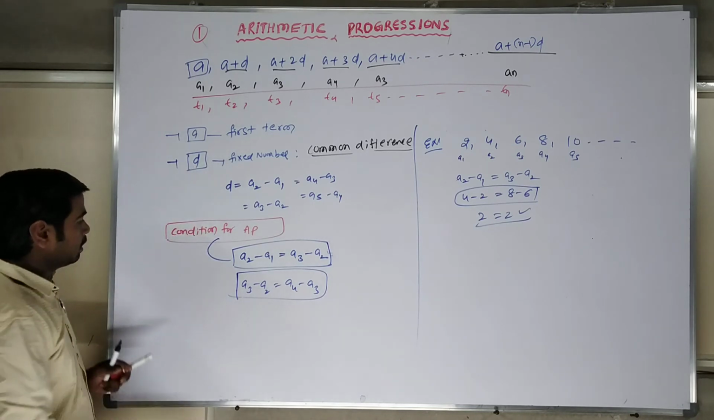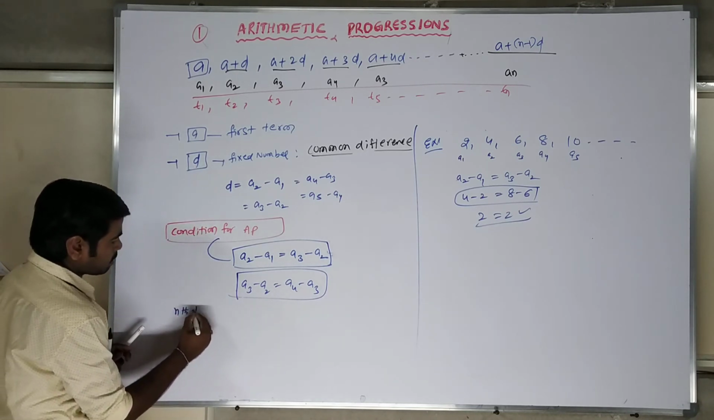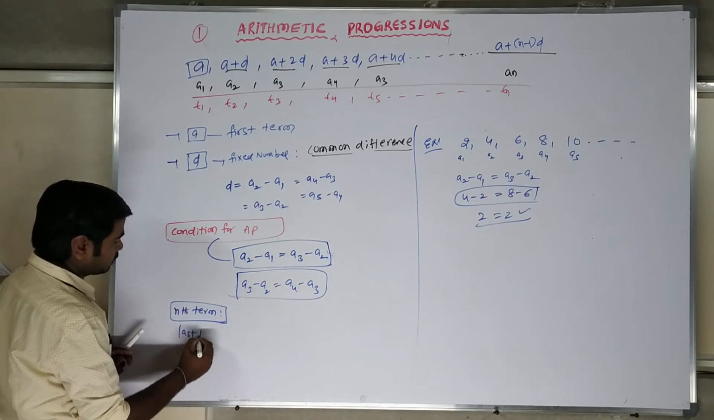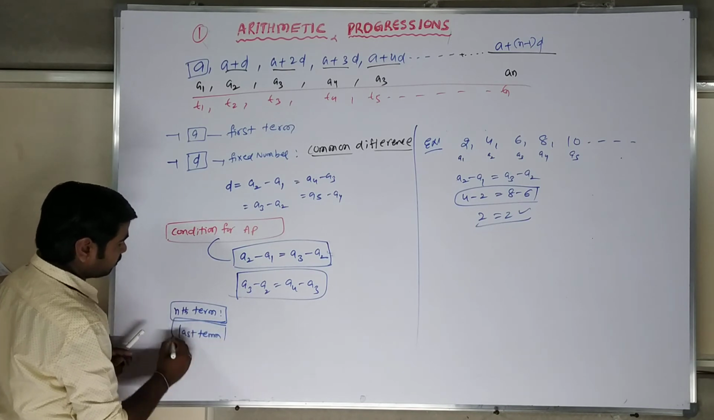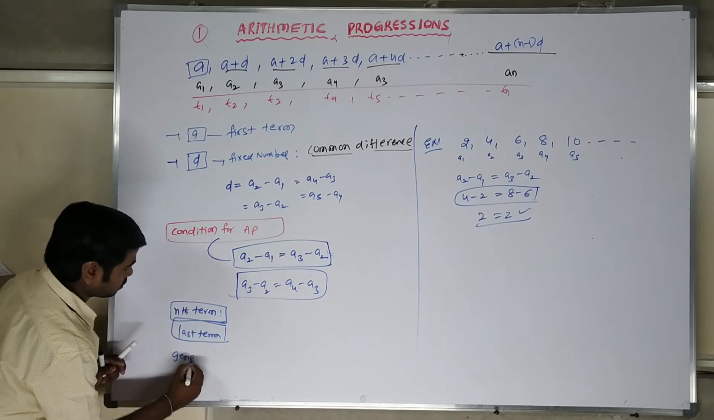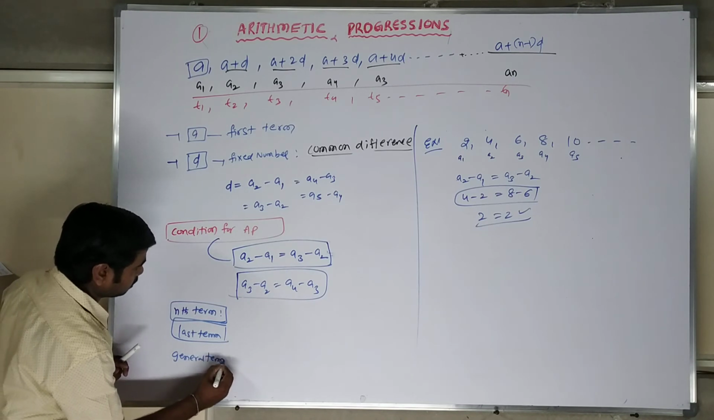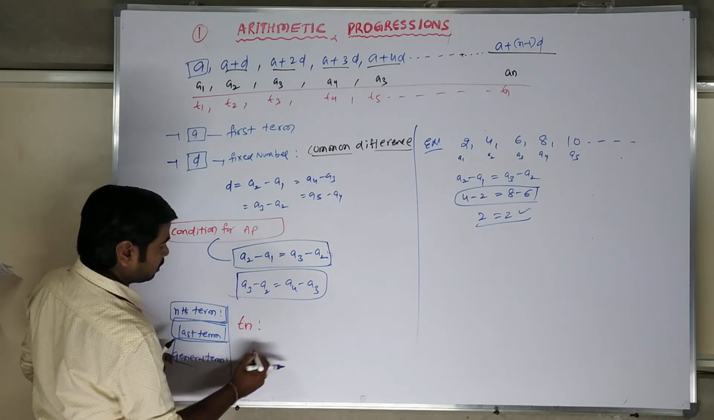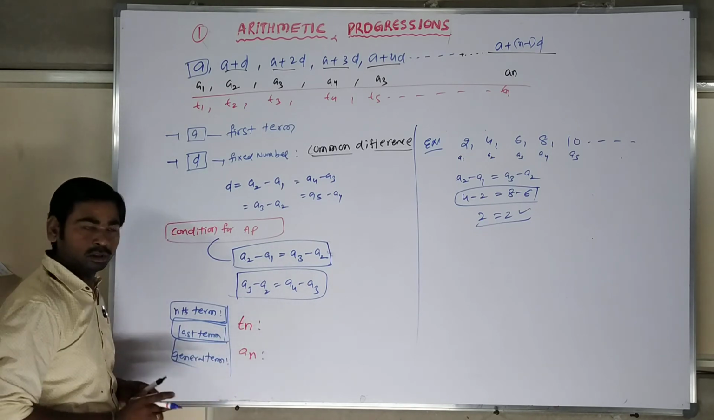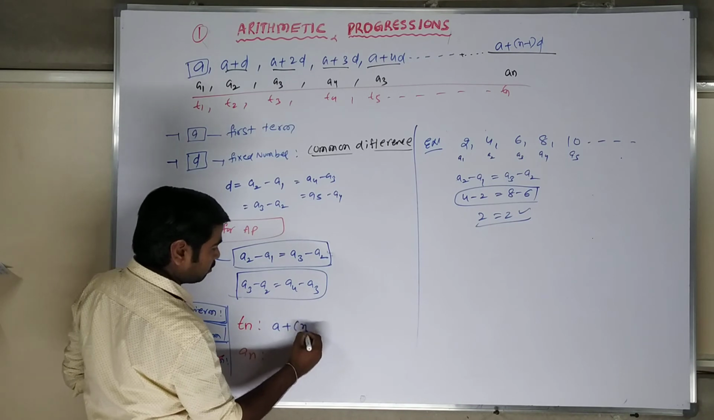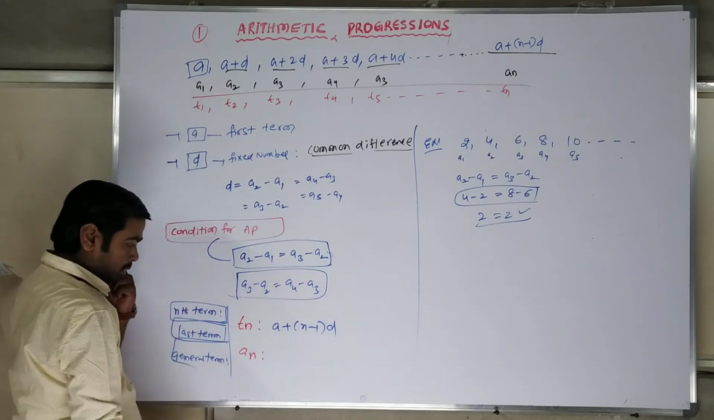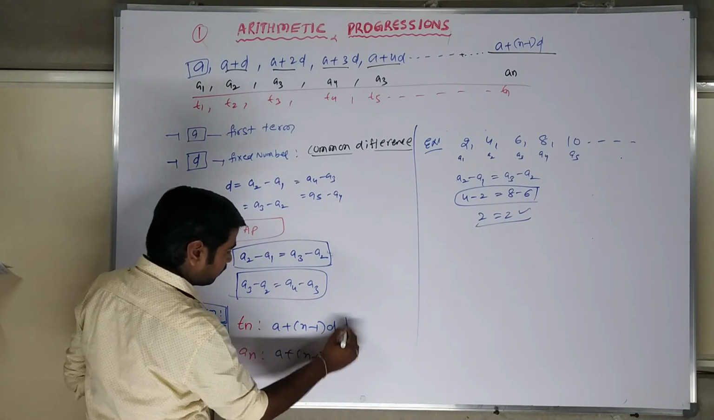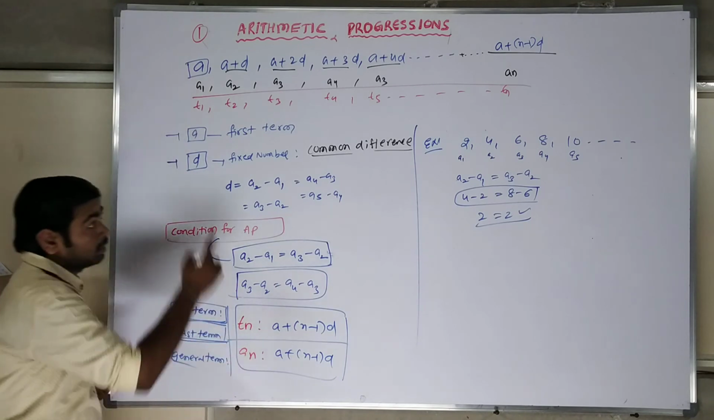After that, the nth term. The nth term is also generally called the last term. Some technical people call it the general term also. This representation we can write as Tn or An, both are the same. The formula is A plus (n minus 1) into D. Understood? This is A plus (n minus 1) into D. This is the nth term formula, the last term formula.